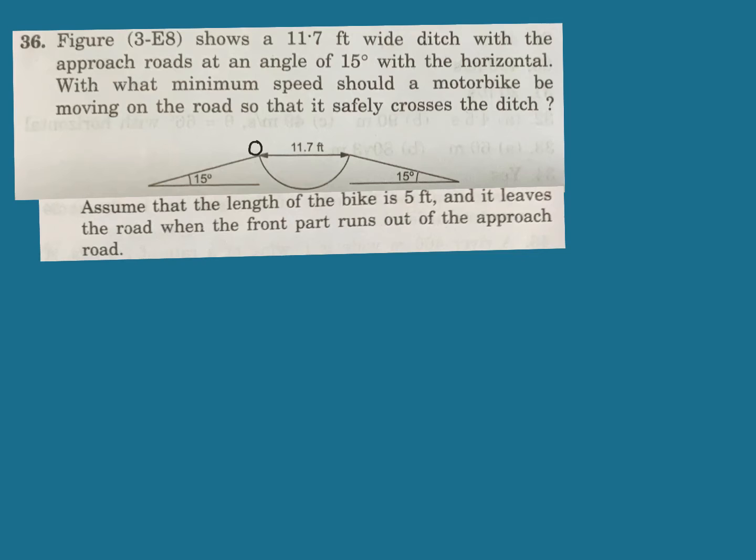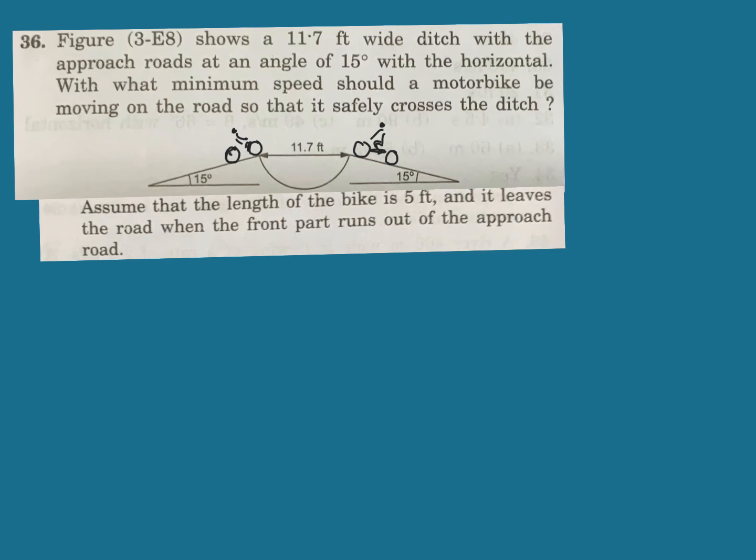So there is a motorbike, and it has got its own length, right? So after crossing the ditch, the motorbike should be here. While starting to cross, the front wheel should be near the ditch, right? And when it has crossed, the rear wheel should be near the ditch.